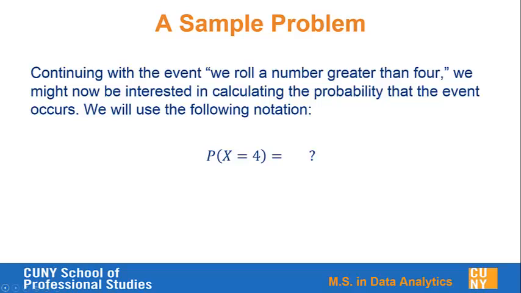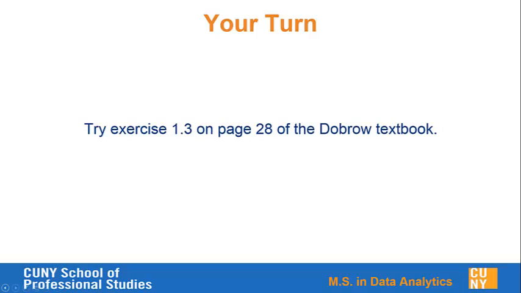And once we've defined our random variable, we are in a position to use notation as shown on the screen, where we are interested in calculating what's the probability that this event occurs. So we'll say, what's the probability that x equals 4, and then we'll do the calculation. And that's what the first half of this course is primarily about, is doing this kind of calculation for increasingly complex events and increasingly complex experiments. And at this point, you're now in a position to try exercise 1.3 on page 28 of the Dobro textbook.